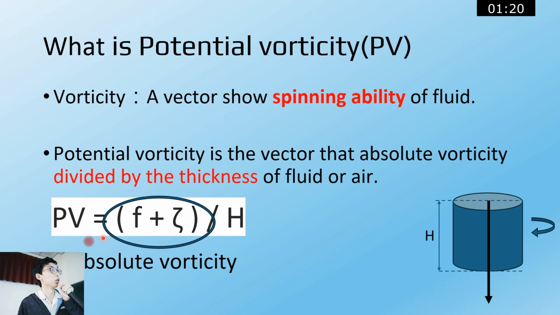fluid or water. Just like this formula, the f is for the vorticity caused by the Earth's rotation, and the zeta is for the vorticity caused by the wind and by the pressure of the current. And H is for the thickness of the fluid. We can imagine there is a fluid like this one, and the thickness is here, and the arrow is for the potential vorticity.